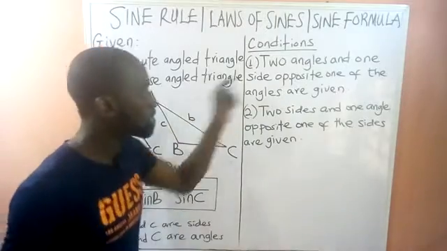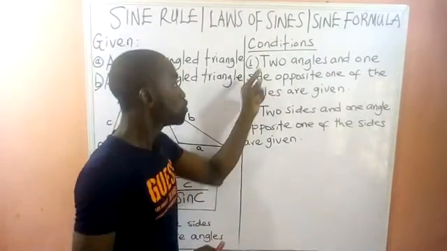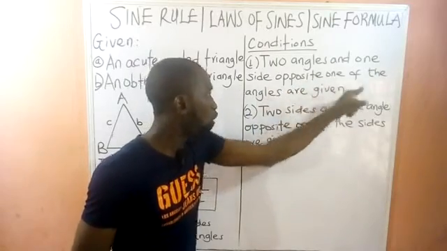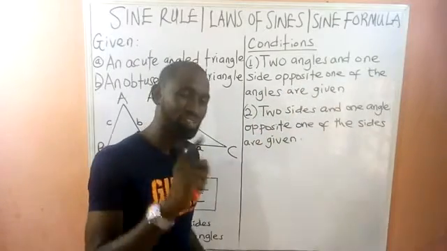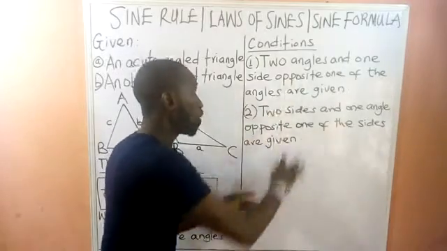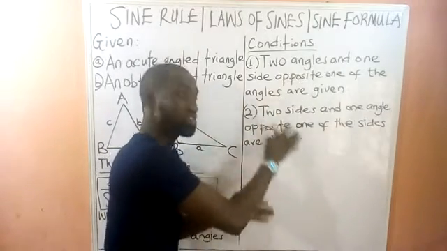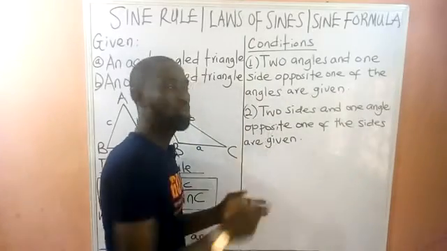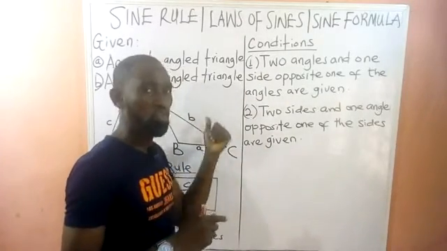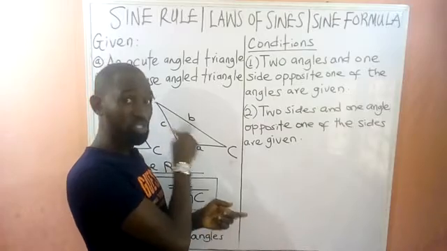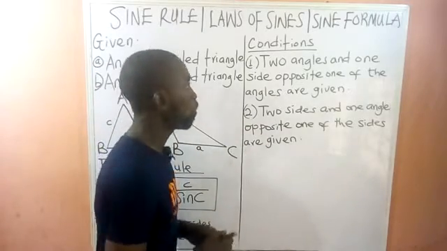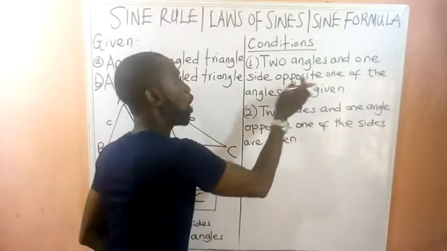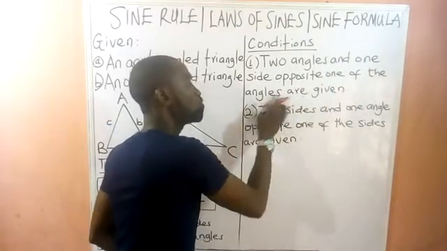Okay, class. What are now the conditions? The first one: 2 angles and one side opposite one of the angles are given. Class, take note. Once these 2 conditions are satisfied, or any of them, we can use these to solve questions using the sine rule. Are you with me now? What is the first condition? Like we said, 2 angles and one side opposite one of the angles are given.